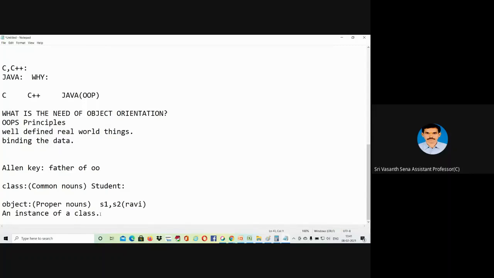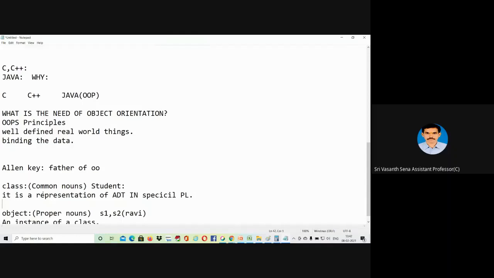Right? So what is class? Our object is a blueprint of class. Our class, what is class? Children, please speak out. Blueprint of object. Any more? It is a representation of ADT. Yeah, exactly. It is a representation of ADT in a specific programming language, right? So class is a representation of ADT in a specific programming language.